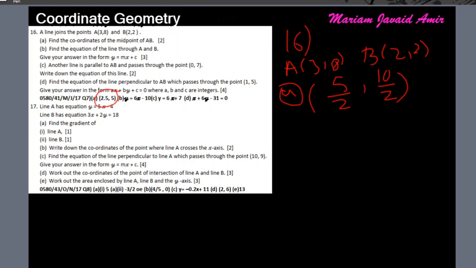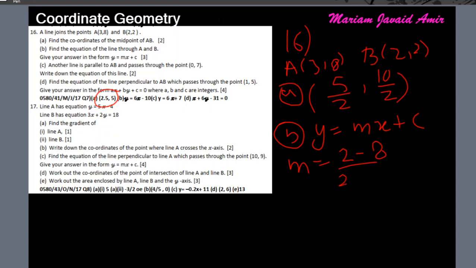Part B, find the equation of the line which passes through AB. So for part B, I need the form y equals mx plus c. To find m, I need to use the formula (y2 minus y1) over (x2 minus x1). So this gives me minus 6 over minus 1, which gives 6. So y equals 6x plus c.